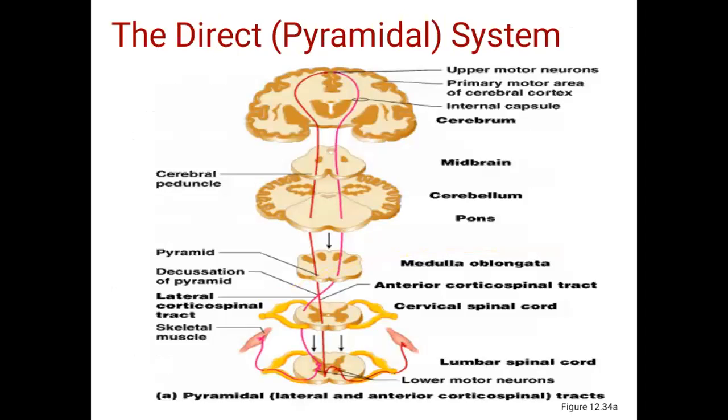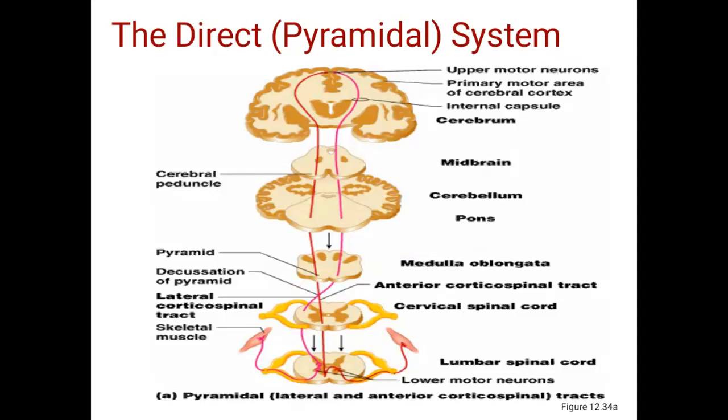So here you can see the pyramidal tract. If you look at the origin, 30% of pyramidal tract fibers arise from motor area number 4, another 30% from area number 6, and the remaining 40% from the somatosensory area and adjacent parietal lobe area.